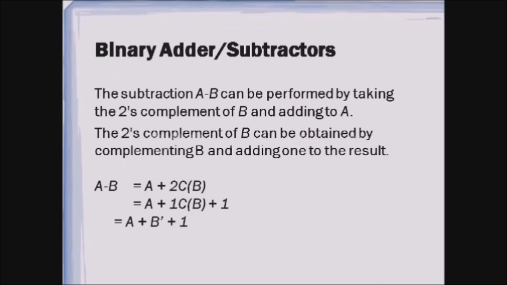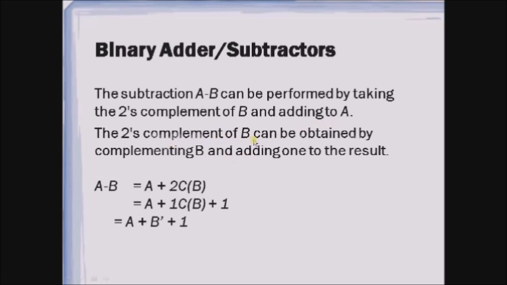Now let us see a single circuit which is performing addition as well as subtraction. The subtraction A minus B can be performed by taking the 2's complement of B and adding it to A. So if you want to perform subtraction between two operands, take the 2's complement of the second operand and add it to the first operand.